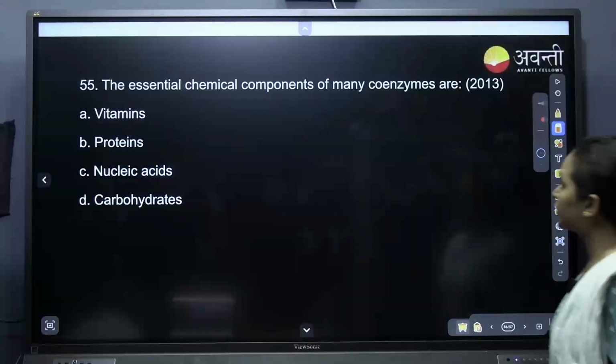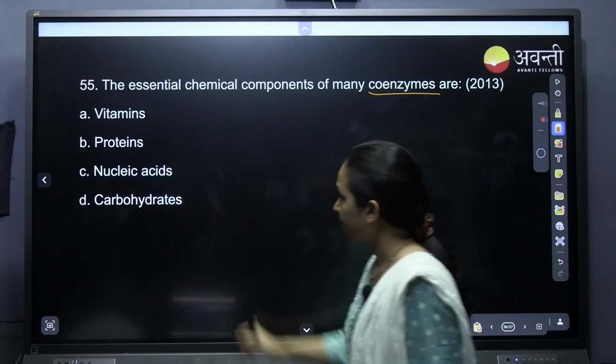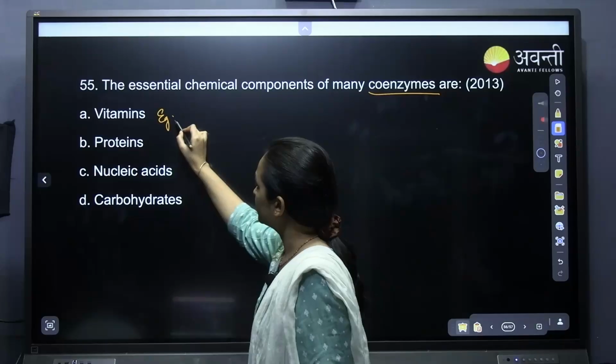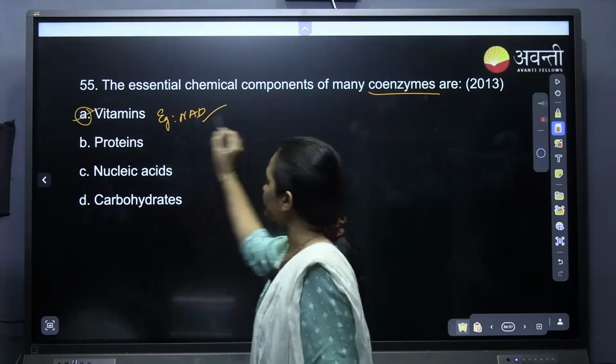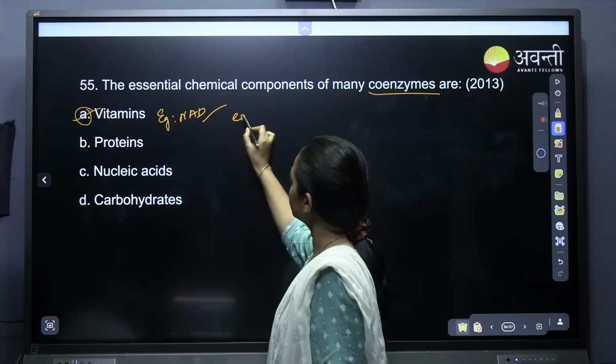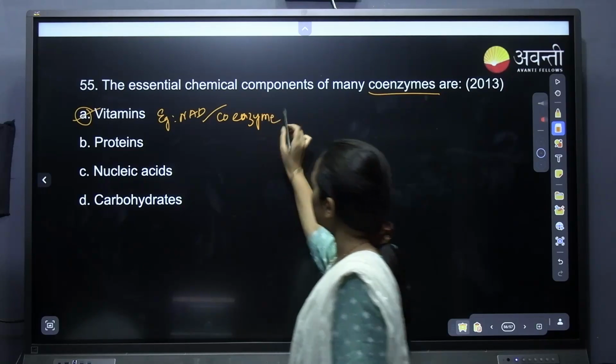The essential chemical components of many coenzymes are, you know it already, for example NAD, a vitamin. This is the coenzyme.